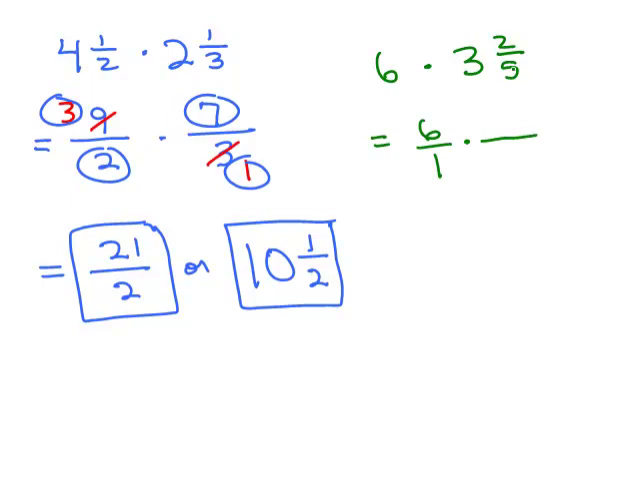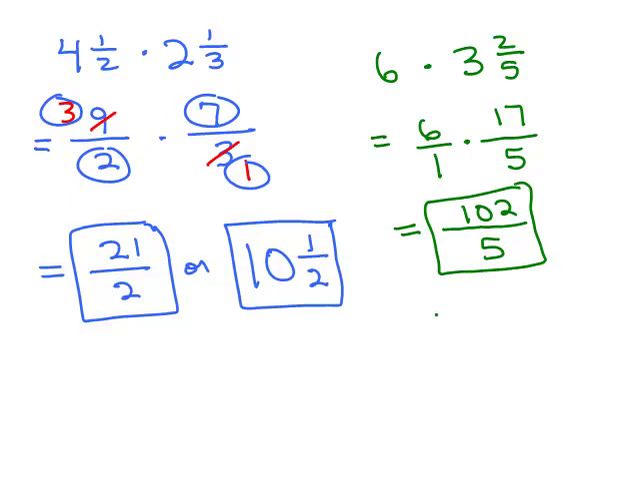And now I have 3 2/5. So I have 5 times 3, which is 15, plus 2. 17 is in the numerator, and the denominator is 5. Now in this case, notice that nothing cancels in the numerator and denominator. So I have to do 6 times 17, which is 102, over 5. You could leave that answer that way, or again, you can write it as a mixed number, which will be 20 2/5.